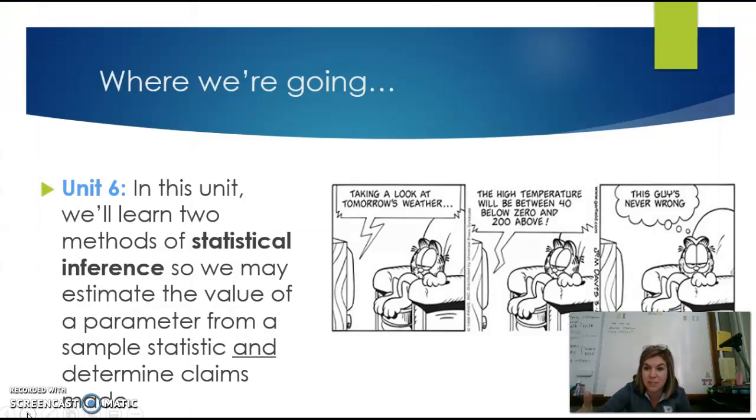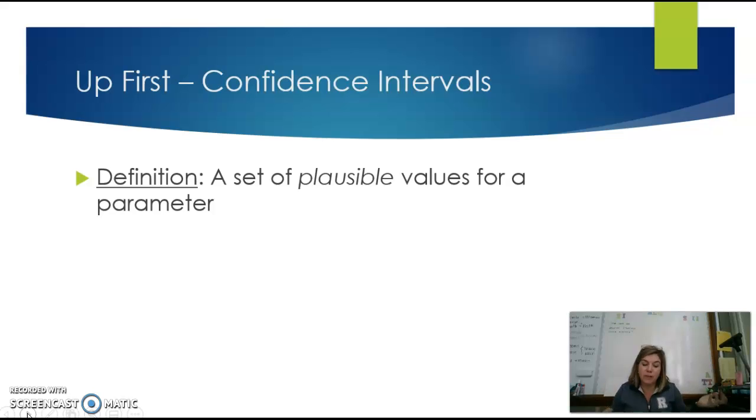So we're going to put all of this together for the rest of this class. In this unit and in our next 2 units, we will be talking about statistical inference so that we are able to take a sample and make conclusions and claims about populations from our sample. So we're using statistics to make claims about parameters. And this is a fun little comic. Gotta love Garfield.